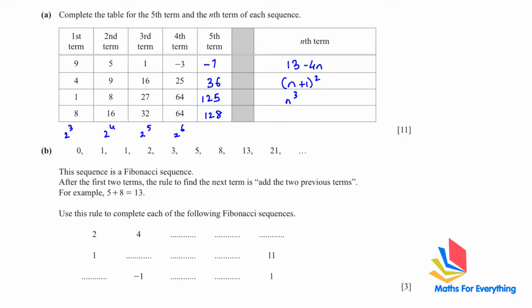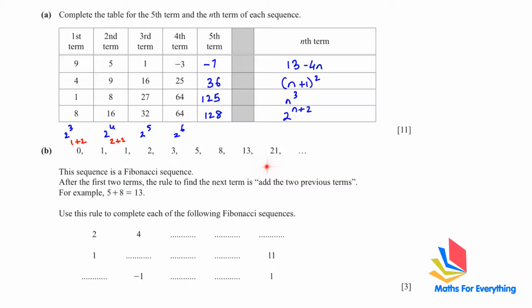What is our term here? 1. How do you get 3? If we add 2 to our term, so 1 plus 2 is 3. Here our term is second, correct? 2 plus 2 is 4. I'm talking about the powers here. So you can write this as 2 to the power of n plus 2.